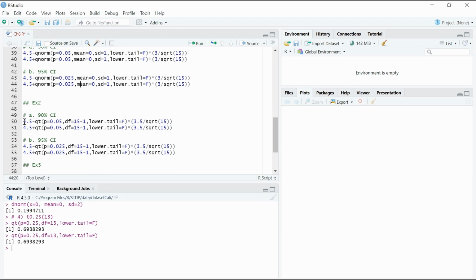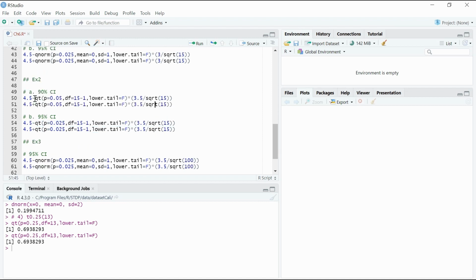This is why I use this code for this answer. The most important thing is to get the quantitative value of the t distribution. So this is why I used 0.05 as the percentage value as an argument of the quantile function, and degrees of freedom as 14, which is n minus 1, which is also 15 minus 1.